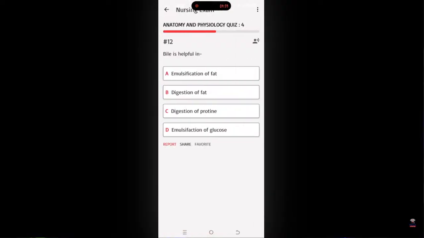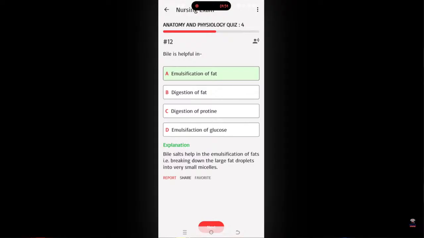Bile is helpful in A. Emulsification of fat, B. Digestion of fat, C. Digestion of protein, D. Emulsification of glucose. Correct answer. Bile salts help in the emulsification of fats, i.e. breaking down the large fat droplets into very small micelles.